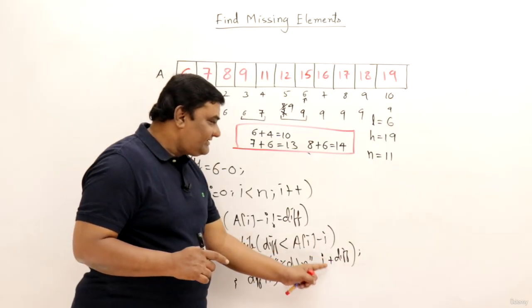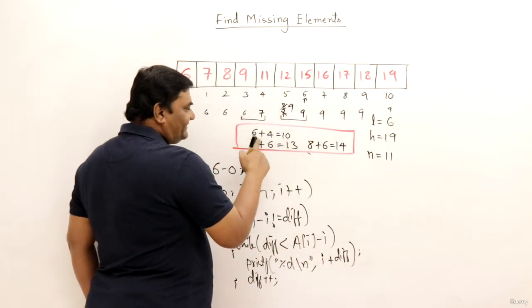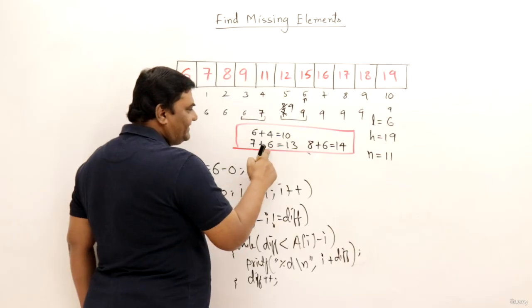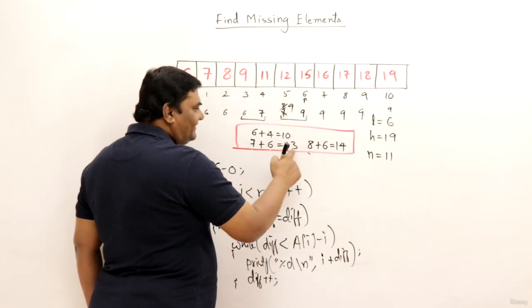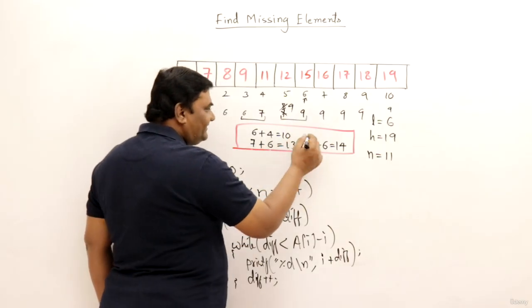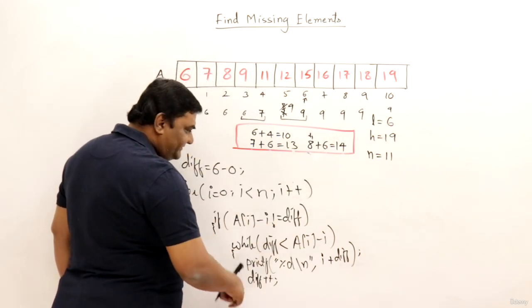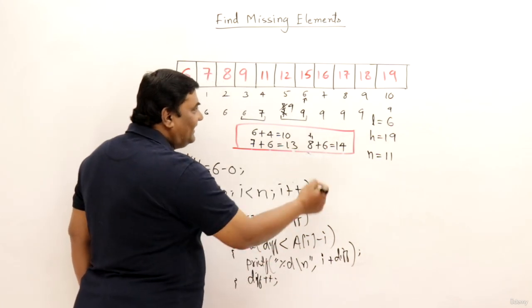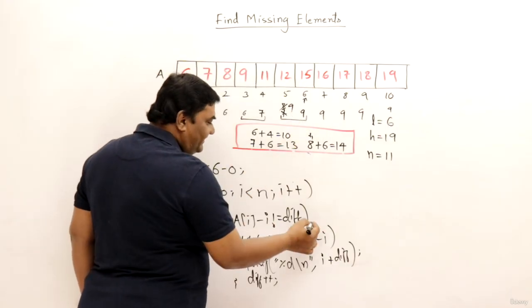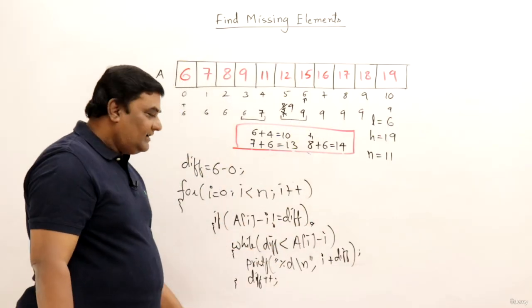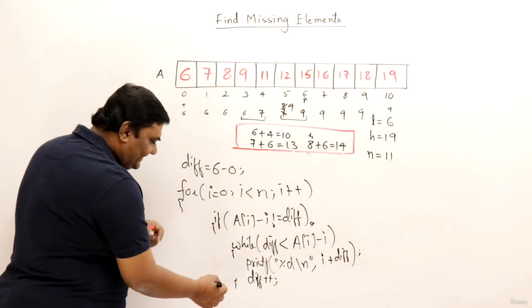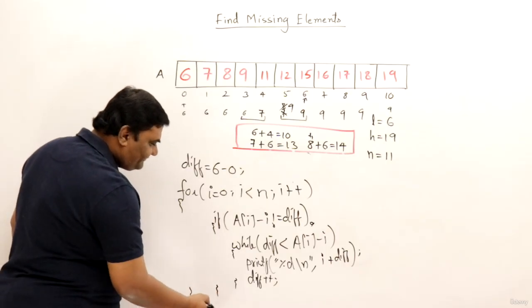Present difference plus index, that is present difference. Right now, present difference is 7 plus index is 6, right? So I'll get 13. Then difference plus plus. Now the new difference is 8 plus index 6, 14. Then difference plus plus. Difference becomes 9. And this difference is 9. So it will stop. Now the difference has been modified. Again, the same loop will continue. That's all.